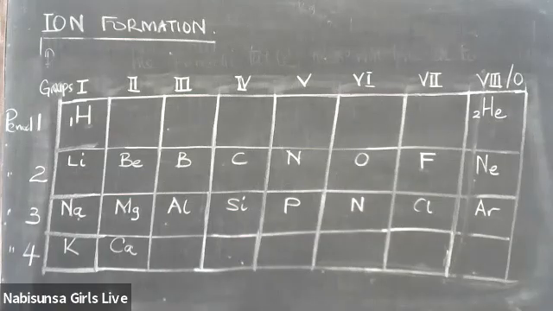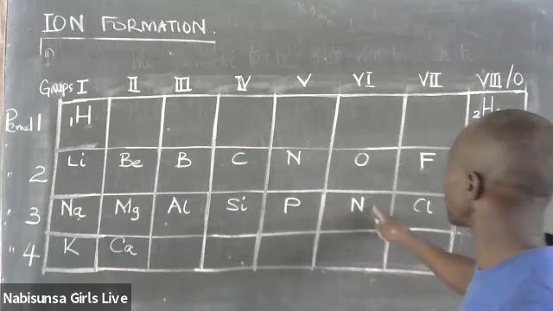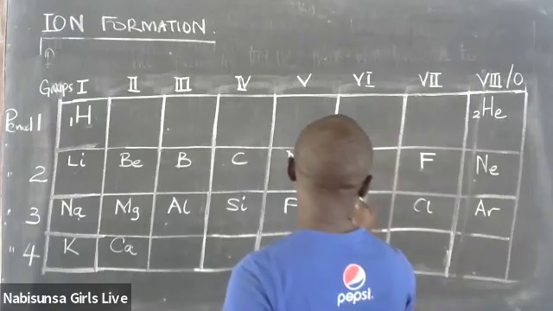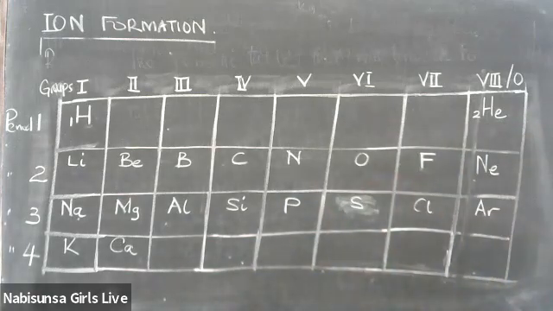Therefore, ion formation. Excuse me, teacher. Yes, please. After phosphorus, you said it's nitrogen. After phosphorus, P, there is nitrogen. Oh, sorry. This one is sulfur, not nitrogen. Sulfur, S. Thank you for that observation. After phosphorus, there is sulfur.